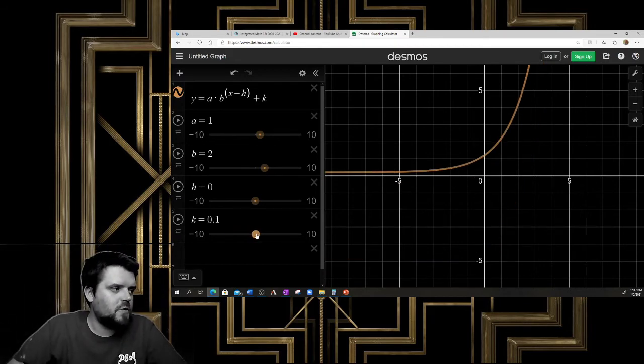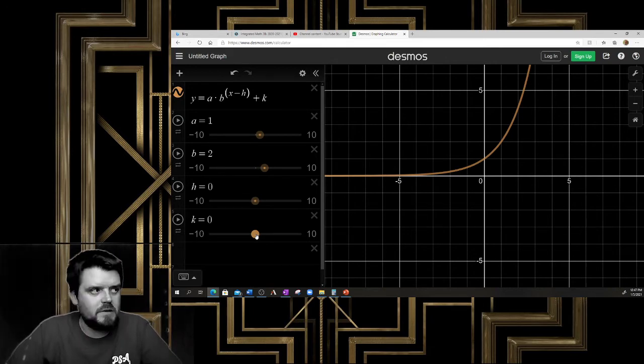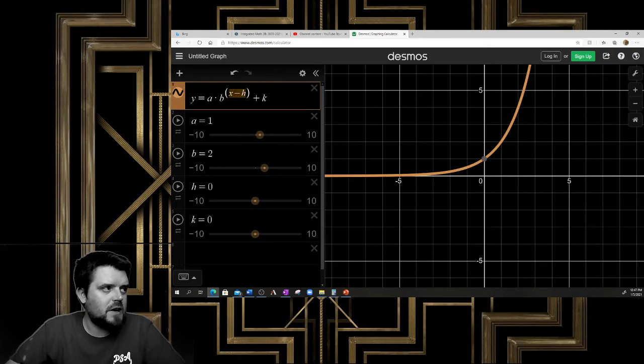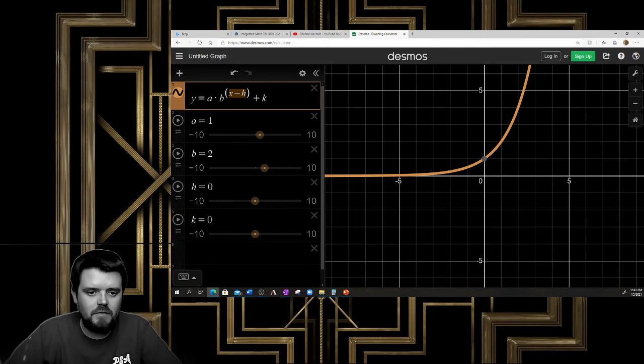Similarly, h is going to move my graph left and right, as is the same with all the other function families that we've covered. The equation is written as x minus h. So, as always, because that minus sign is there, it inverts what we would normally think of as left and right. We're used to thinking of positive on a number line as going to the right, and negative as going to the left. But because the minus sign is there, it switches it. So if I have a minus up top, it's actually going to move it to the right. And if I have a positive up top, it's going to move it to the left.